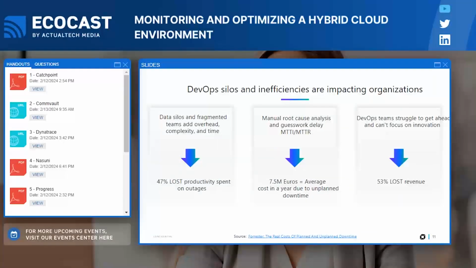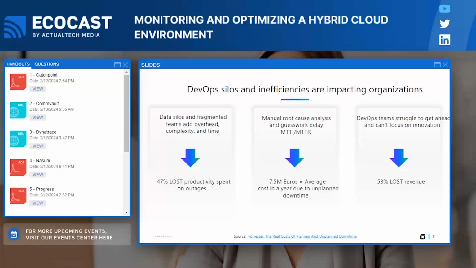So again, it's always nice to attribute a few statistics to what we found here, and knowing from the DevOps side specifically, this comes from Forrester, a leading IT analyst. DevOps silos and inefficiencies are impacting organizations, and everything I just mentioned in terms of the fragmented teams, overhead, and complexity results in 47% lost productivity spent on outages alone. So almost half the time going towards outages versus things that you would actually want the team to be focused on. In terms of a dollar or a euro amount in this case, manual root cause analysis and all of the guesswork that goes into trying to get to that mean time to resolution is 7.5 million euros a year. That's the average cost in a year that's due to unplanned downtime. So of course, that's leaving money on the table.